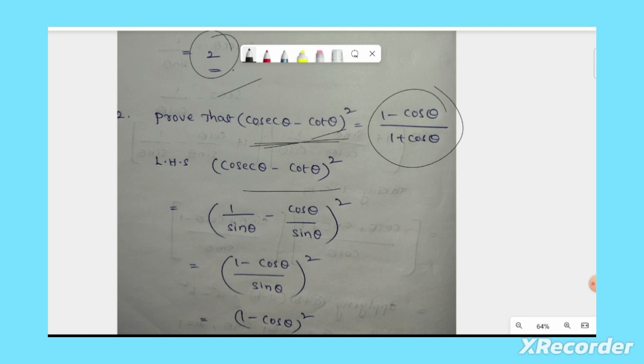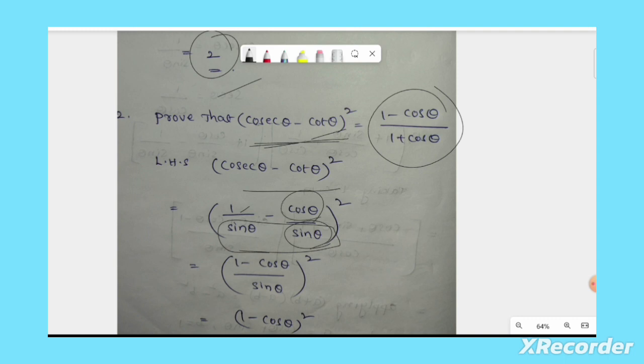Cosecant theta I have written as 1 by sin theta, minus cot theta, which I can write as cos theta by sin theta. If I take the LCM over here, the LCM will be sin theta, and the first term, sin theta by sin theta, will be 1, and 1 into 1 is again 1, so it will be 1. As here also the denominator is sin theta, I can write it as it is.